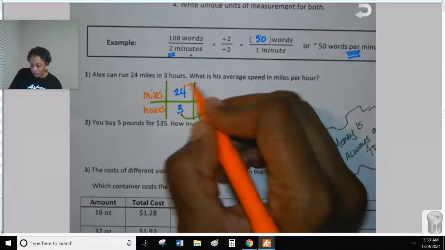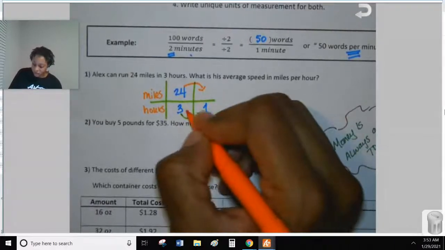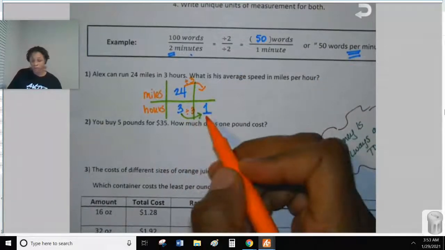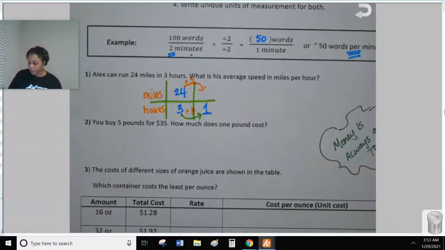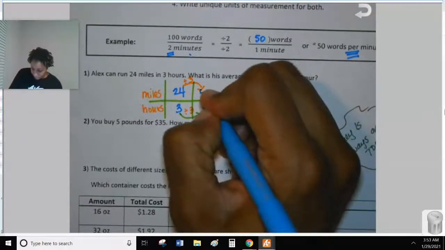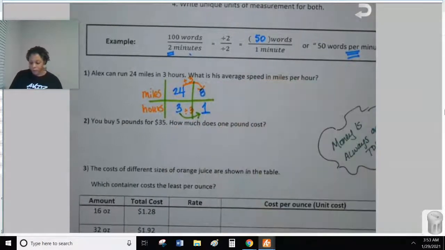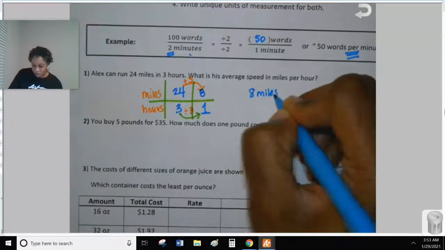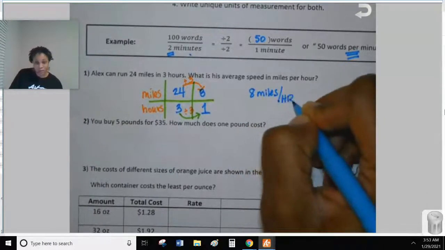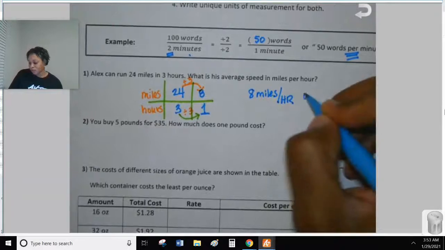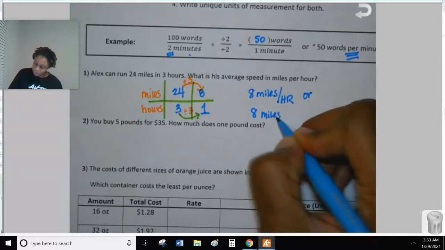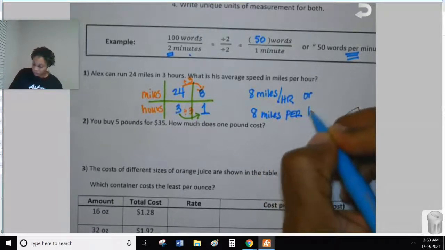We're going to divide this by the denominator and this. So divide by 3, divide by 3. 3 divided by 3 would give me 1. And 24 divided by 3 would give me 8. So we want to know the average speed per hour. That would be 8 miles per hour. That line means per. Or if you wanted to write it in word form, 8 miles per hour.